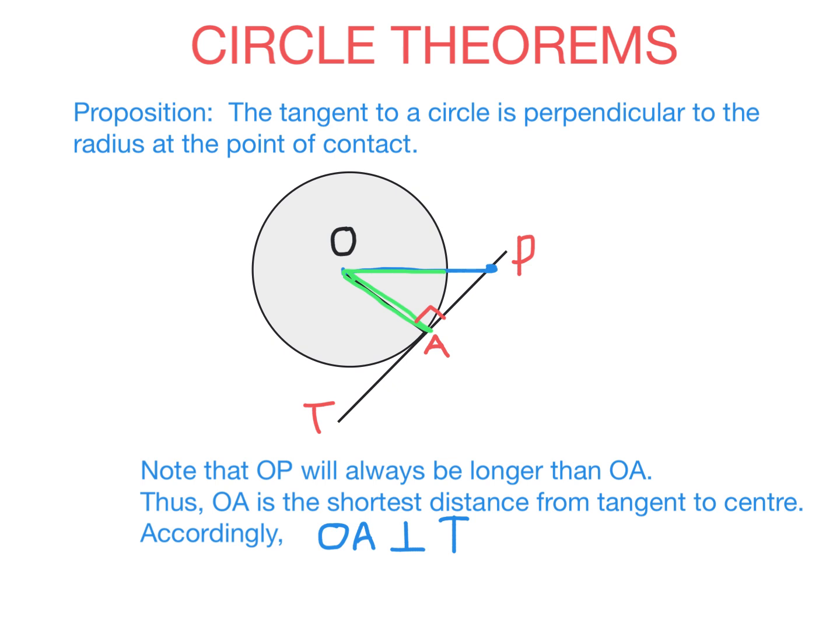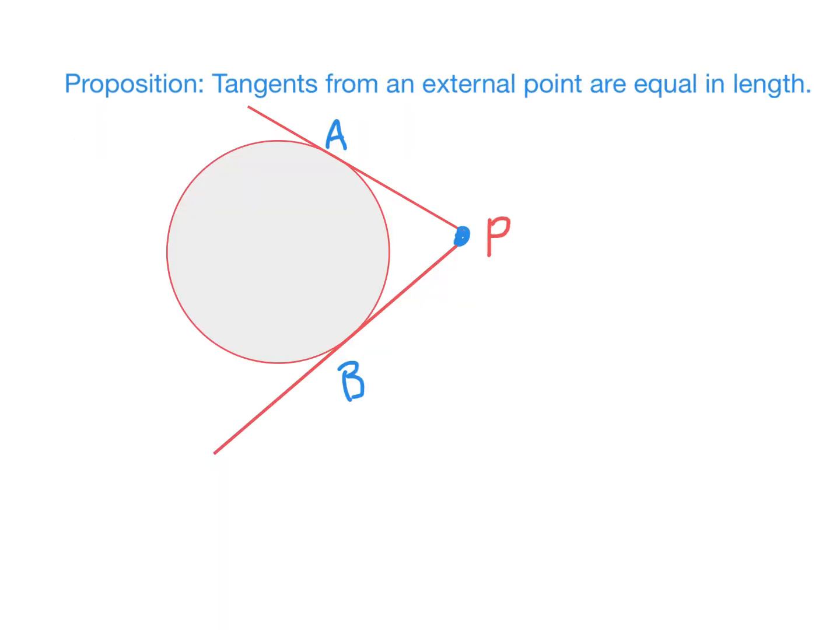All right, let's now look at proving one more theorem involving circles. We will now prove that tangents from an external point are equal in length. So P is that external point. These two lines are tangents. Now A and B are the points where the respective tangents contact the circle. What we're essentially proving here is that PA is equal to PB.